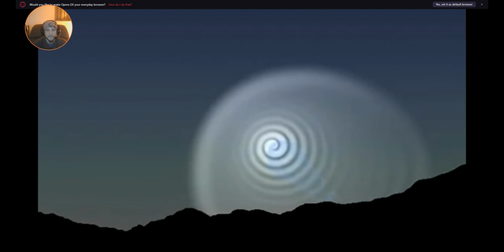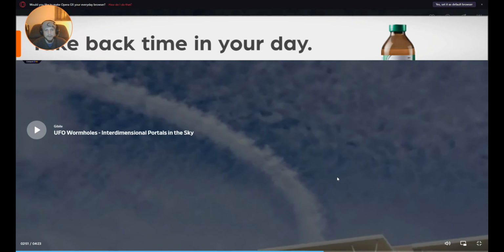See if we can get past this one. Might be. Oh, let's go back. Check that out. Look at all those clouds, man. That's definitely not a regular cloud formation.